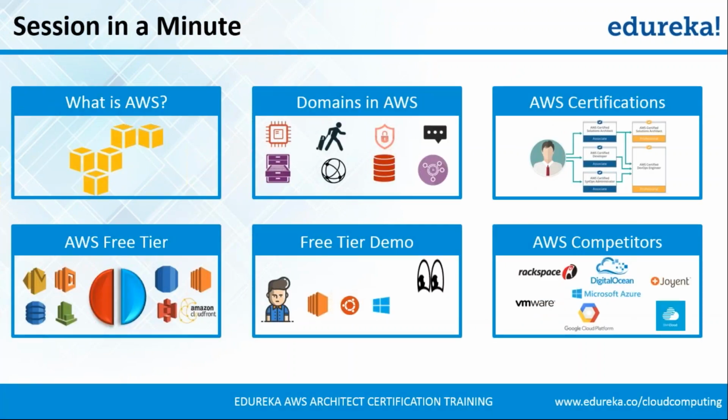Okay guys, so this brings us to the end of our session. Let's recap what we did today. We learned what is AWS, and then we saw the different domains in AWS. Then we discussed the AWS certifications followed by the AWS Free Tier. And then we also saw a demo where we launched an Ubuntu instance and a Microsoft Windows instance as well. Then we took a look at AWS competitors. We saw all the competitors and we saw how AWS is leading them.